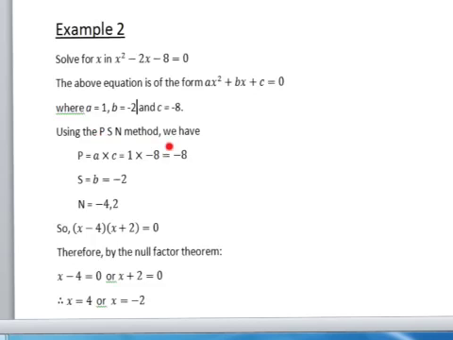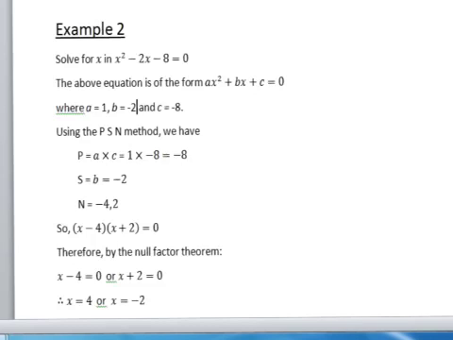Alright, using the PSN method, the product, of course, is the coefficient of x squared times the constant term, the negative 8. So it's 1 times negative 8, so it's equal to negative 8. The sum is simply the coefficient of the middle term. Now, remember, the sign belongs to the term on the right, so b is equal to negative 2, or the sum's equal to negative 2. And our numbers in our guessing game are negative 4 and 2.